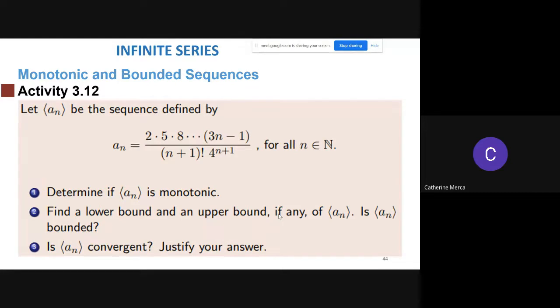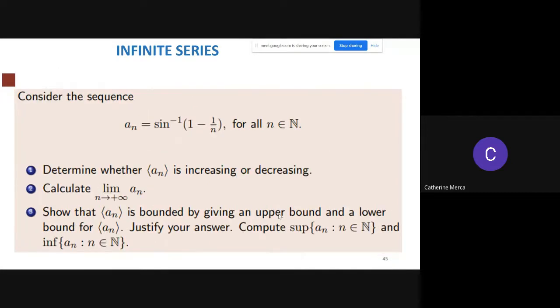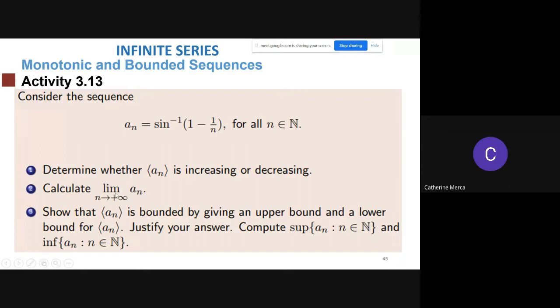What is due on Thursday will be Activity 3.13. So the next day is 3.13. Calculate the limit of a sub n. Show that it is bounded by giving an upper bound. So, three questions. The sine inverse of 1 minus 1 over n for all n element of N.